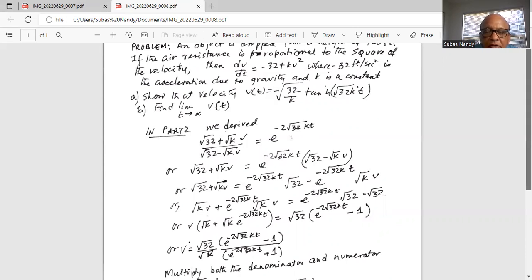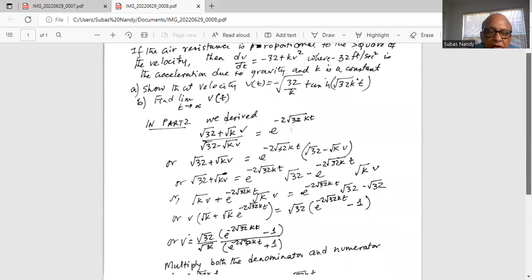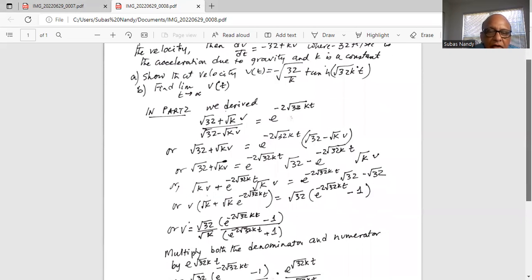on the right hand side of the equal sign, we have e raised to the power of minus 2 square root of 32k times t multiplied by square root of 32, minus square root of 32. So from the right hand side, we can take square root of 32 common, and we will have e raised to the power of minus 2 square root of 32k t minus 1. On the left hand side of the equation, we can take v, the common factor, outside the parenthesis, and we'll be left with square root of k plus square root of k times e raised to the power of minus 2 square root of 32k t.